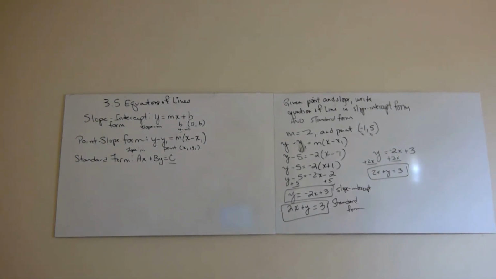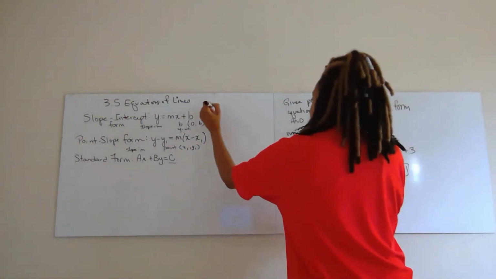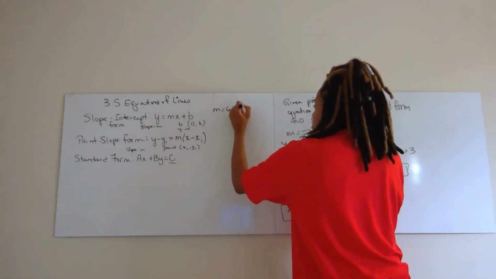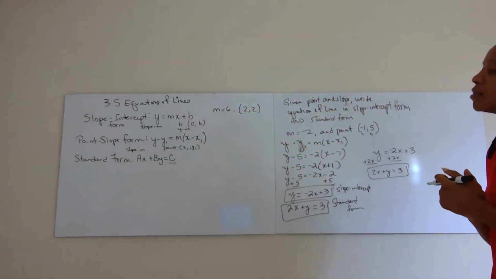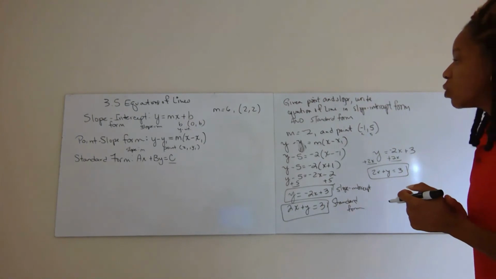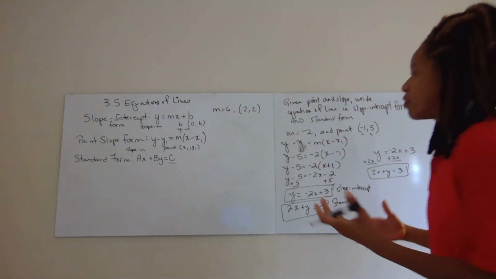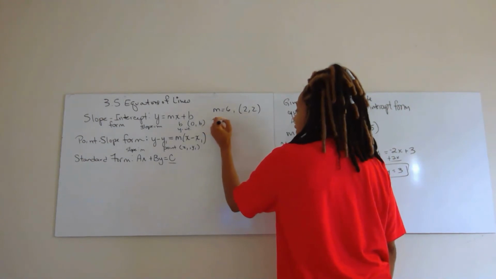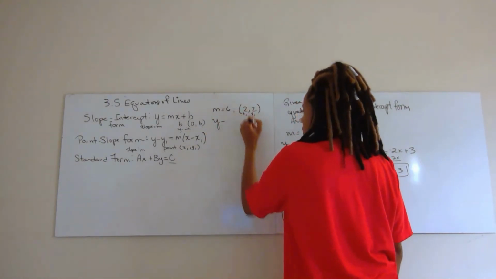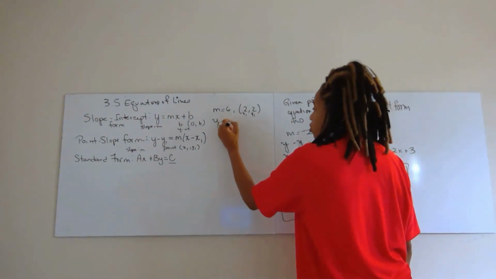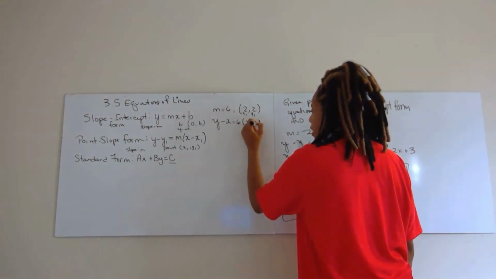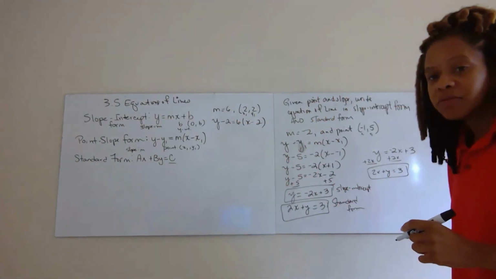All right, so let's look at another problem. So let's have an m of 6 and a point 2, 2. All right, so we have a slope and we have a point. So what are we going to do? We're going to use the point slope form. So we're going to substitute in our values. So this is x1, y1. Remember, ordered pairs is always x comma y. So y minus 2 equals 6 times x minus 2. So I just directly substituted in.